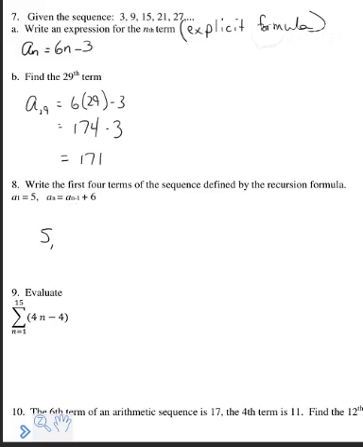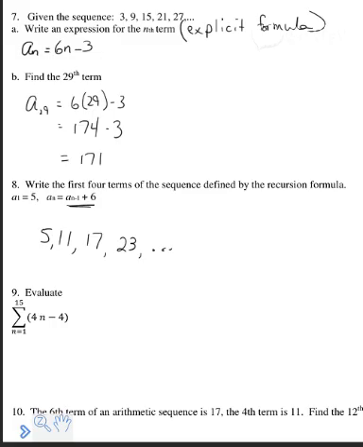So a sub n is the term that we're looking for now. A sub n minus 1 means the previous term, which is that term. So a sub n is equal to the previous term 5 plus 6. 5 plus 6 is 11. And then you just keep following the same pattern over and over again. Add 6, add 6, add 6. So the next term is 17, then 23, and so on.